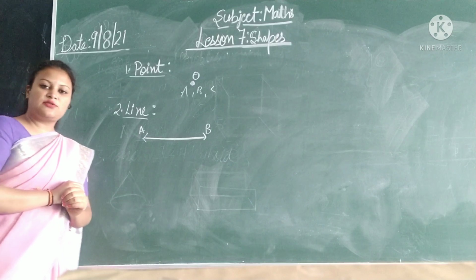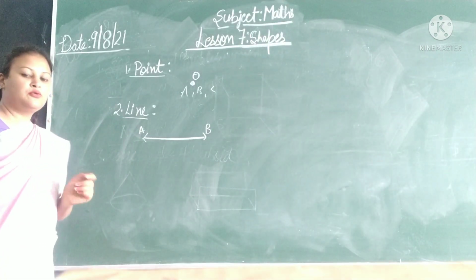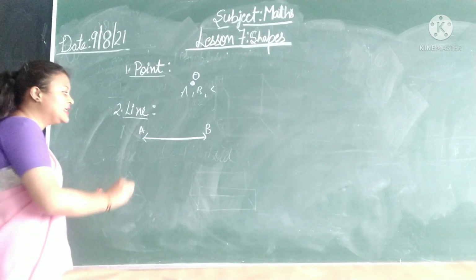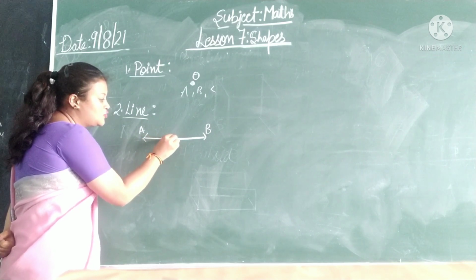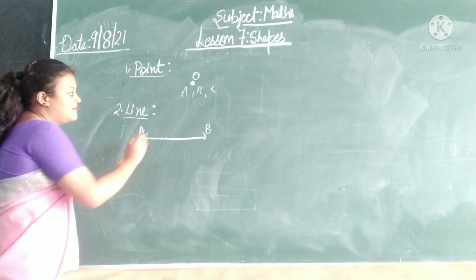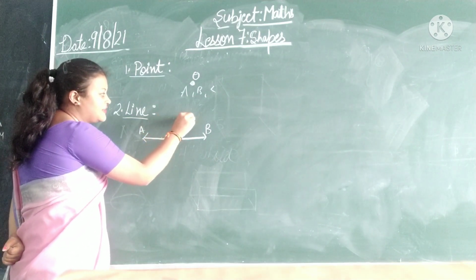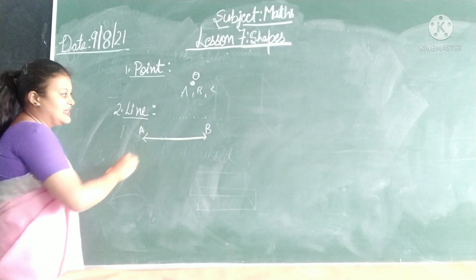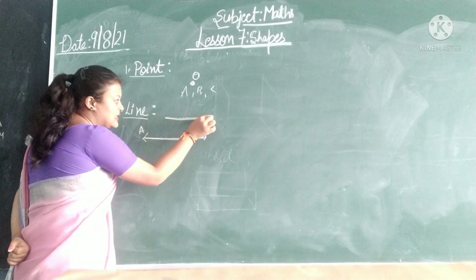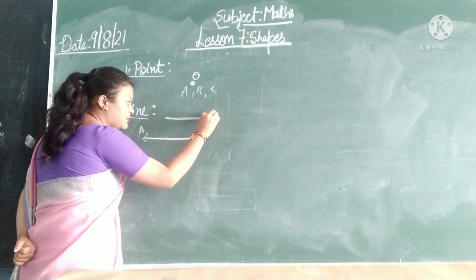Now the next one is line. You know this very well, that when different points are joined together. Suppose these are different points which are given, and if I join these points, a line is formed.